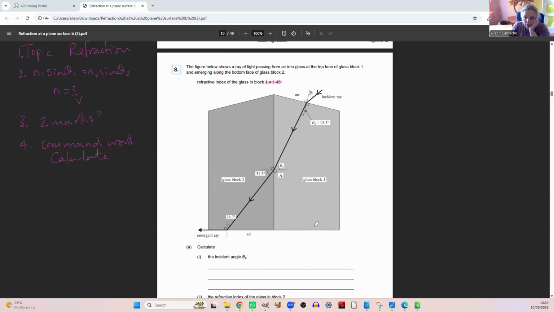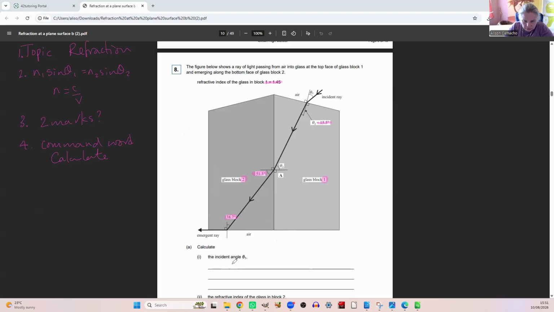So 1.45, we've got 15, we've got 51.3, we've got 37, 8.7. What else have we got? This is material 1, this is material 2. I think that's all my numbers. Right, any words that mean numbers. The figure below shows a ray of light passing from air into the glass block 1, emerging from the bottom face of glass block 2.